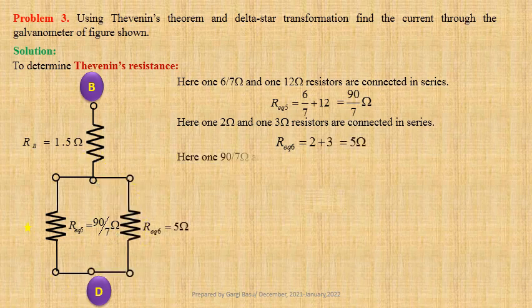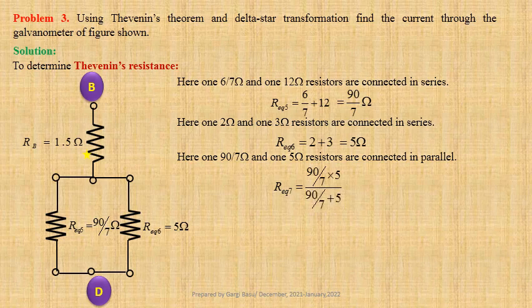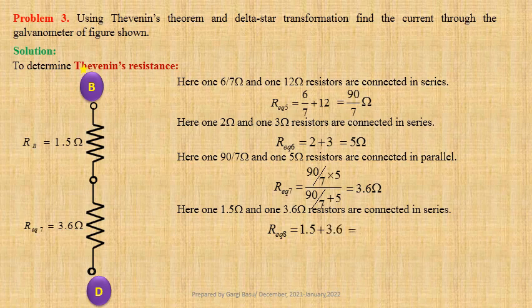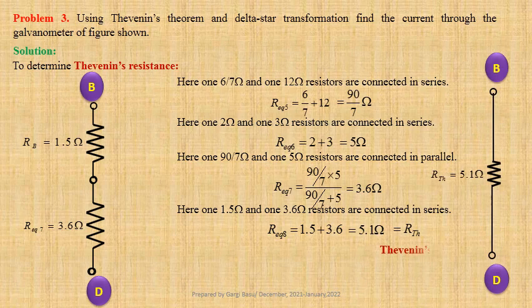Now 90 upon 7 ohm and 5 ohm resistors are connected in parallel. Their equivalent resistance Req7 equals 90 upon 7 into 5 divided by 90 upon 7 plus 5 equals 3.6 ohm. Here 1.5 ohm and 3.6 ohm resistors are connected in series. Their equivalent resistance Req8 equals 1.5 plus 3.6 equals 5.1 ohm. Here Req8 equals RThevenin, which is the Thevenin's resistance.